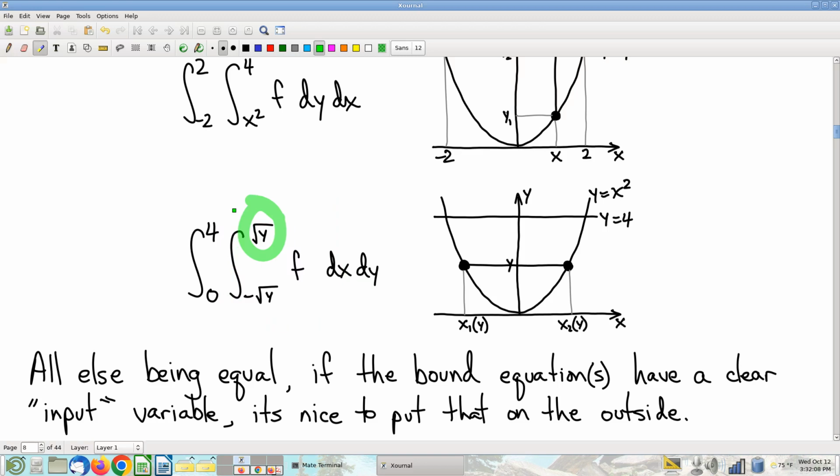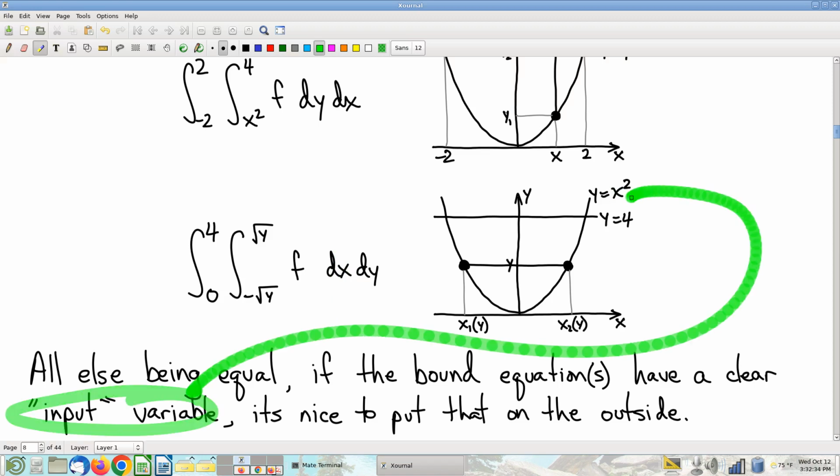Where did this come from? That square root of y came from the fact that I had to solve for x. Why did I have to solve for x? Well, because I put dx on the inside, right? And solving for x was bad here because x is the input variable, not the output variable, right? So the rough rule of thumb then is whatever is your input variable, and again, in this case, I feel like x would naturally be viewed as the input variable.